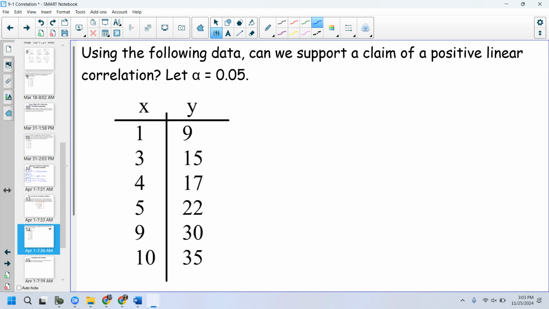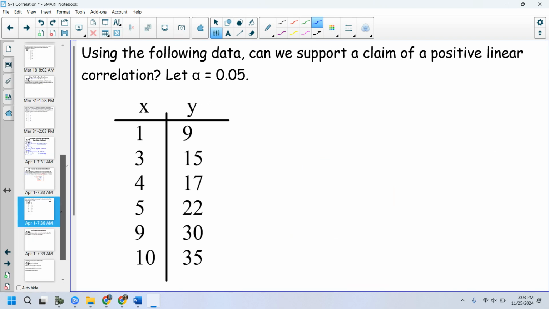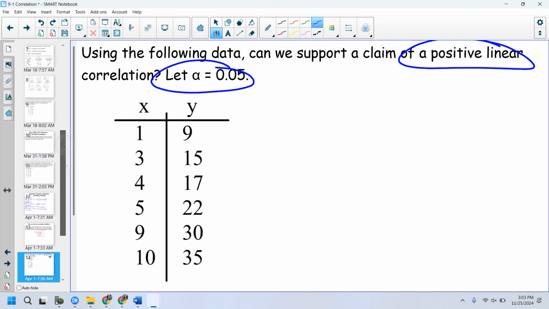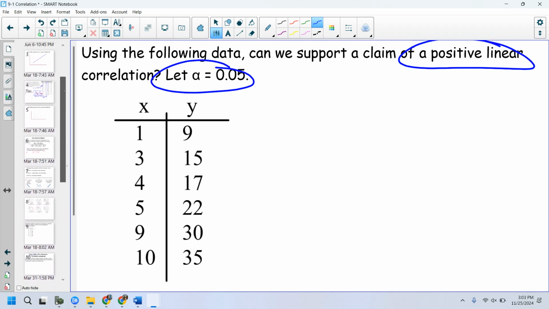Our original problem here for Yellowstone. Let's do a test over. Let's do this at alpha 0.05 and say the claim of a positive linear relationship, which we had said, right? A positive linear relationship based on this data. Let me jump all the way back to here.